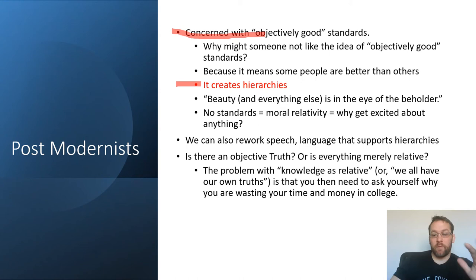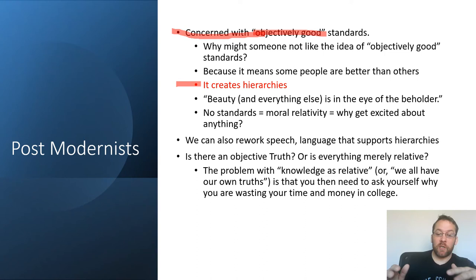So postmodernists are concerned with objectively good standards. There are reasons to be, right? You don't want a huge stratification between people with regard to hierarchies. But at the same time, you don't want to completely eliminate hierarchies, because if I'm at the bottom, where am I trying to go? There's no reason for me to hone my skills or make myself better in any facet of life, because if everything is a good standard, then I can just stay where I'm at.